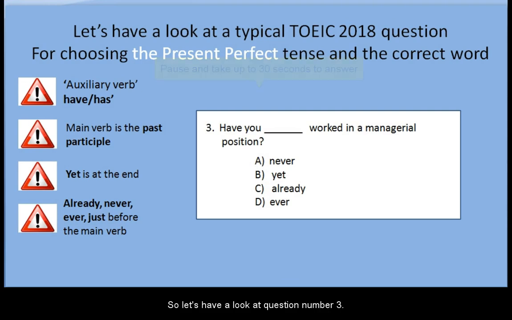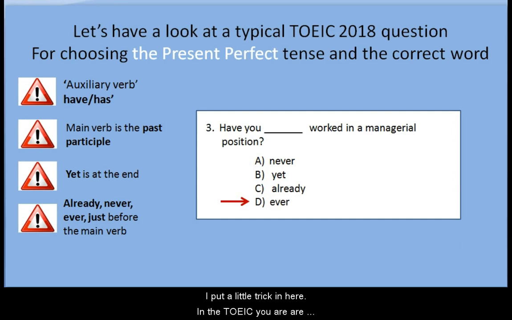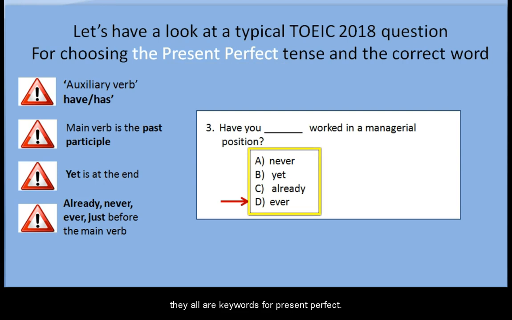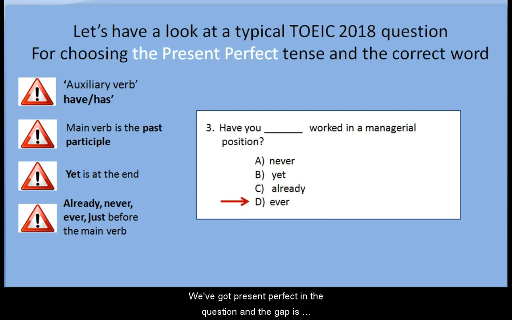So let's look at question number 3. Not so easy, is it? I just put a little trick in here. In the TOEIC, you are supposed to choose the best answer. So if we look at the 4 answers, they are all keywords for present perfect. We've got present perfect in the question, and the gap is right before the main verb. So yet is wrong because that goes at the end. Never, already, and ever go right before the main verb.